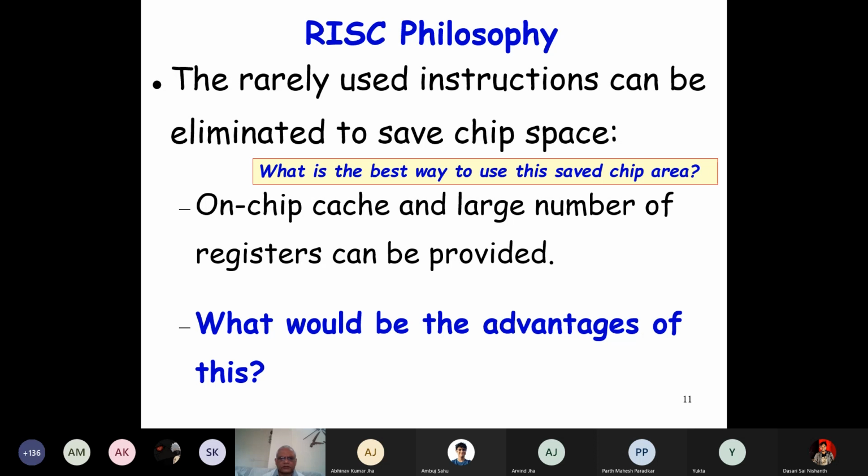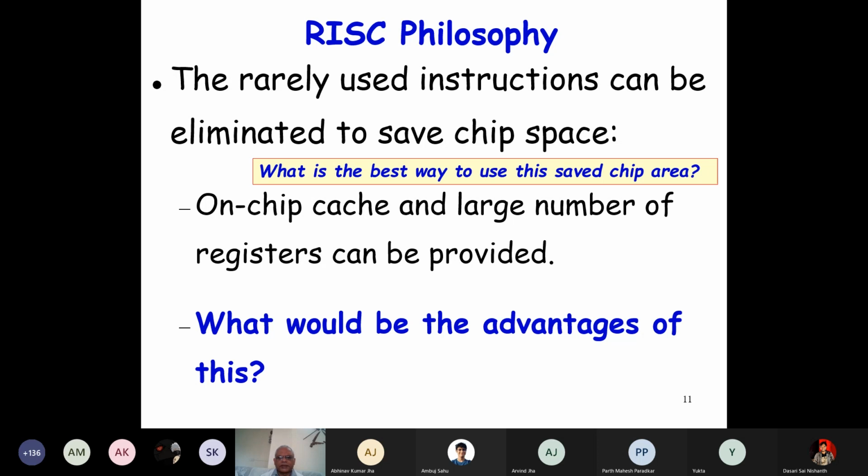Now, when you reduce the number of instructions from 1000 to let's say 100, and those instructions were doing very complex work, you save a lot of chip area, because for each of those instructions you have to have the hardware circuit, right? Like string comparison and so on. So you saved a lot of chip area in the RISC compared to a CISC. And how do you use this chip area?